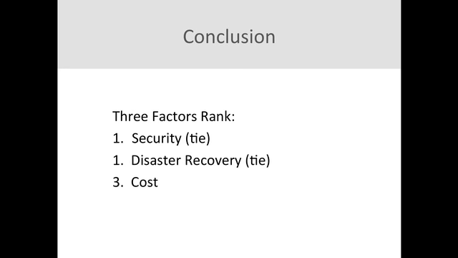In conclusion, we discussed data processing and data storage and why these systems are important to the CIO. Also here, we've got listed 3 factors, how they rank. Kind of got a tie in first place here for security and disaster recovery. At one time, security, I believe, would have trumped anything else, but nowadays security and disaster recovery go hand in hand. They both trump cost.